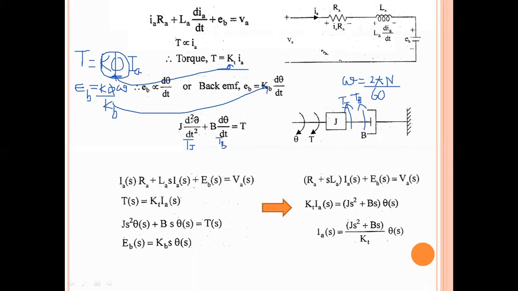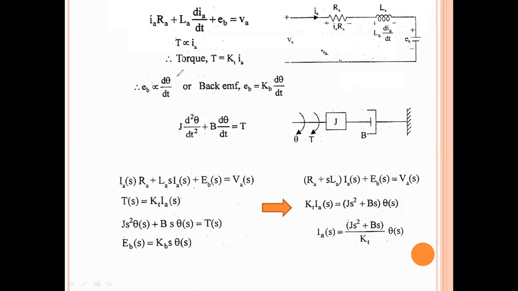So we know how to write the Tj value. We know how to write the Tb value. So J into d square theta by dt square plus B into d theta by dt is equal to our applied torque. So these are the only 4 equations we will get in the armature controlled DC servo motors.